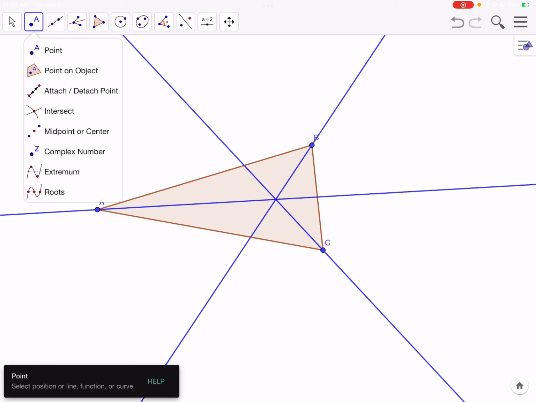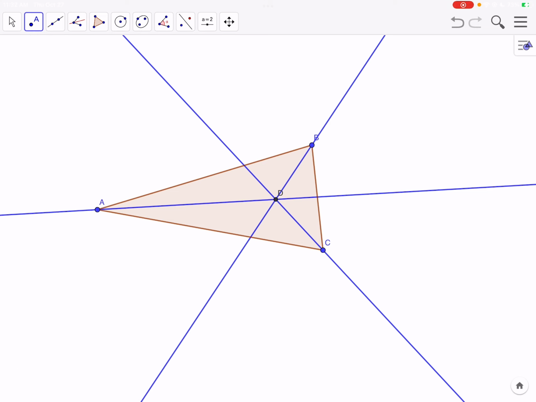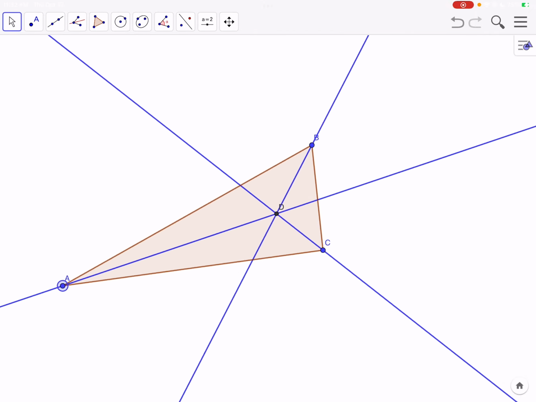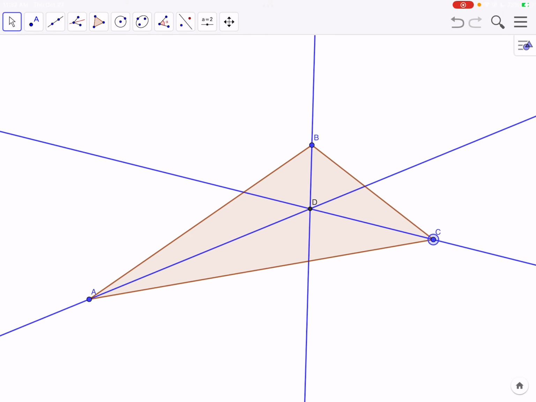And the spot where they hit, that's the incenter. That is not the centroid. It's a different spot. Now, I can move the triangle around. It never leaves the triangle, but it is not where the centroid is. Want me to prove it?